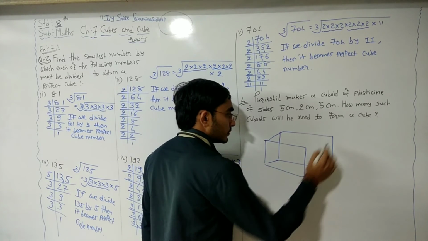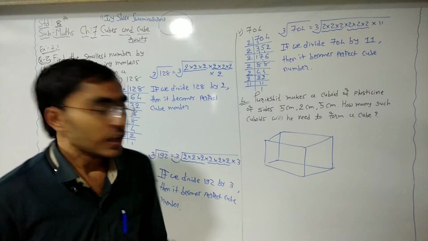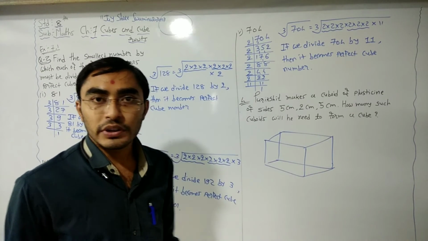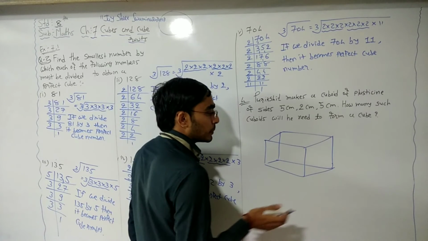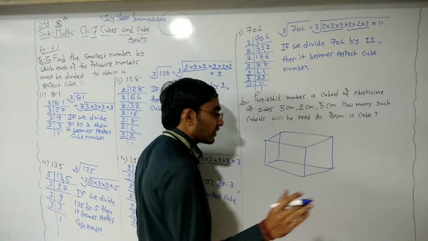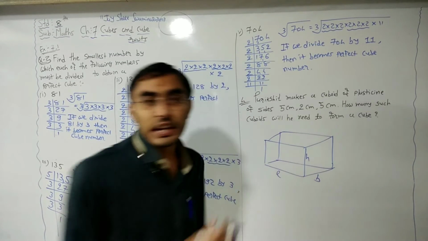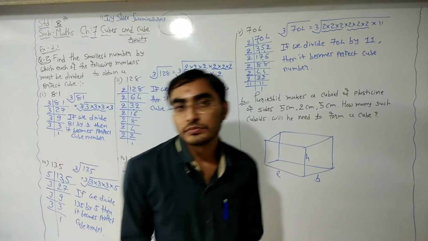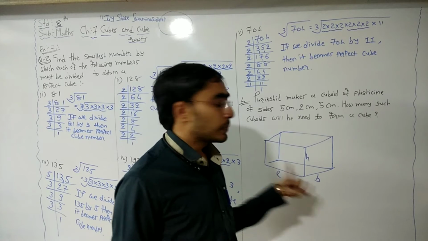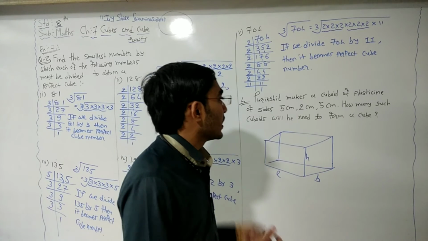This is one cube. A cube is like one box, and in it the length, breadth and height, all 3 are the same. It is called a cube. Length, breadth and height are the same.